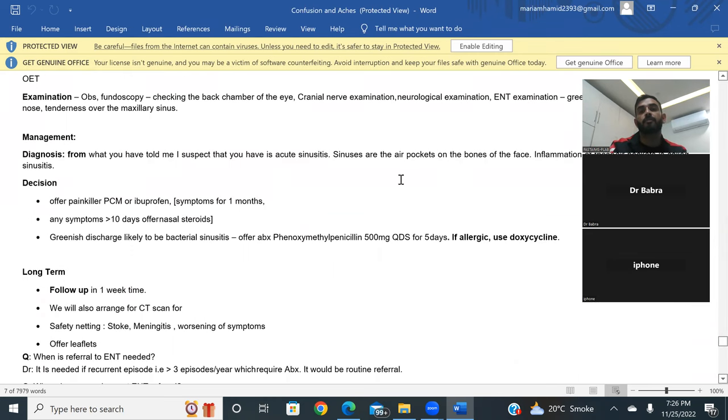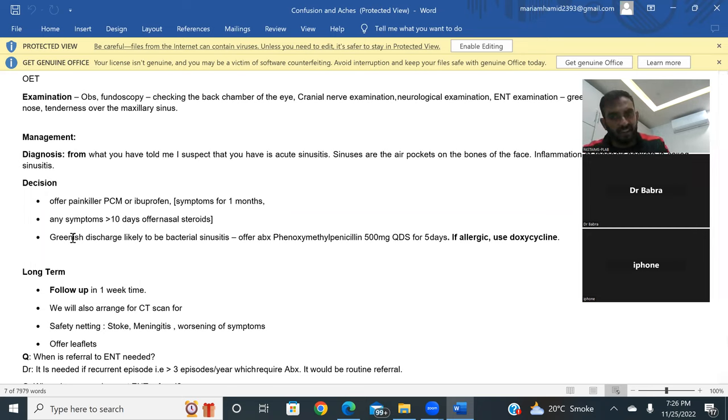And from what you have told me, you have sinusitis, that is inflammation of the bones of your face. Okay. This is called sinusitis, and offer painkiller. And if the symptoms are more than 10 days, then you will be offering steroid nasal spray. And if it is a greenish discharge, because he is saying that discharge, then you will be taking the history of that discharge.